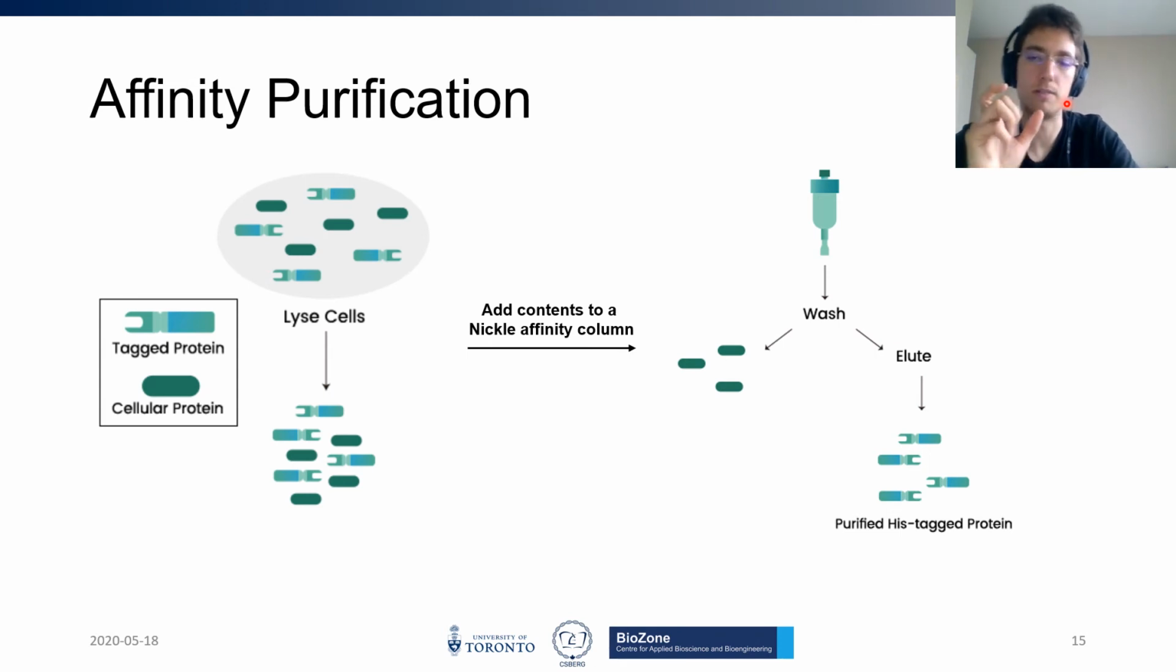Because this tag is relatively small, it usually doesn't have an effect on the overall structure of your protein, so usually you don't have to worry about that, but sometimes you can complicate things. So let's assume that we've expressed this protein of interest, and it's got these 6 histidines, right? In this case, it looks like they've done it on both the N terminus and the C terminus. Let's just imagine that it's only on the N terminus.